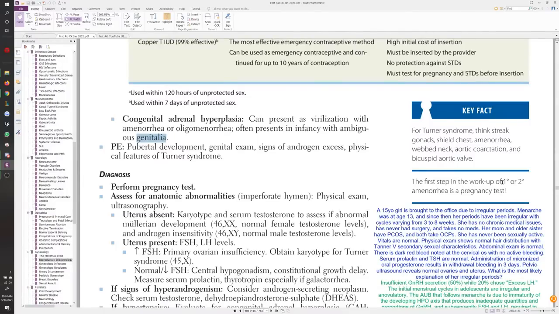The first step in the workup of primary or secondary amenorrhea is, of course, as usual, a pregnancy test.